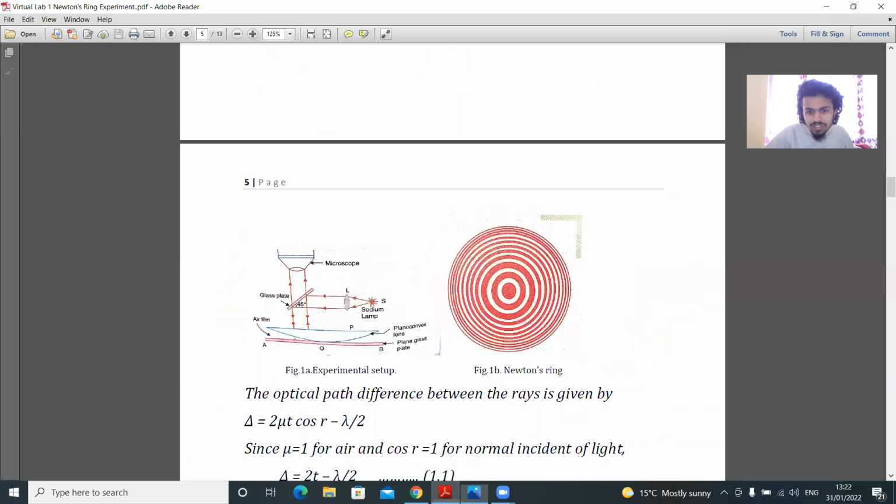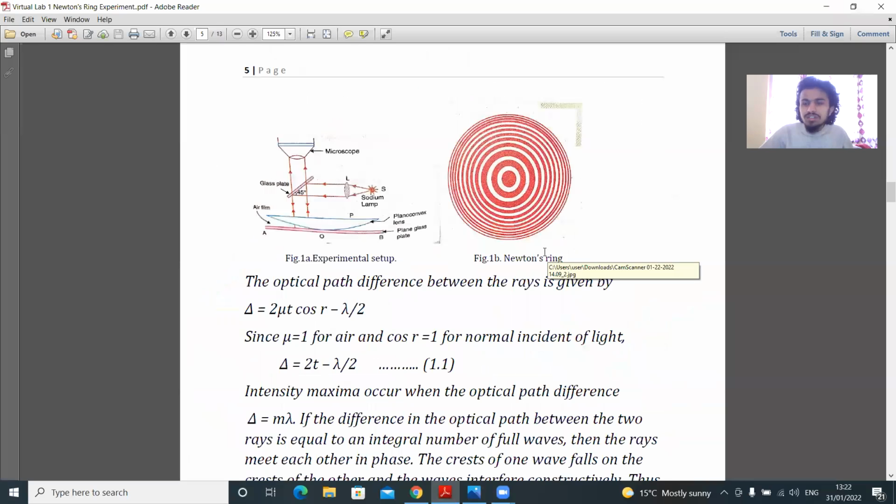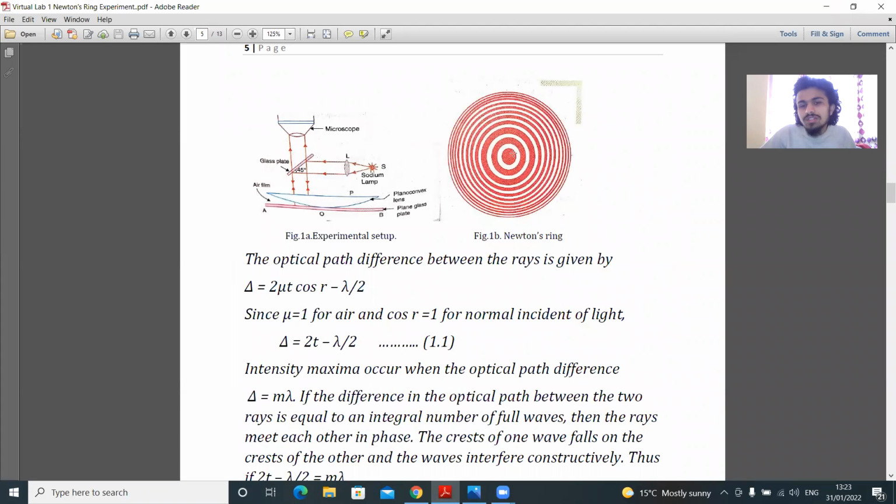Now we go into this theory. The reason behind this constructive and destructive interference, meaning this bright and dark fringe, is this optical path difference. We have the relation: the optical path difference is given by 2 mu t cos r minus lambda by 2.